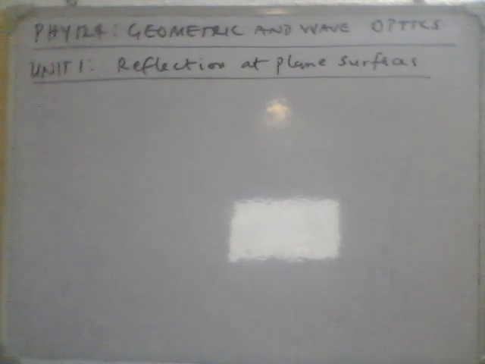We'll be looking at Physics 124. It's a science course, and the title of the course is Geometric and Wave Optics. We'll start off with Unit 1 of this course, and it's called reflection at plane surfaces. Reflection at plane surfaces. So in this topic, we'll have these learning objectives.